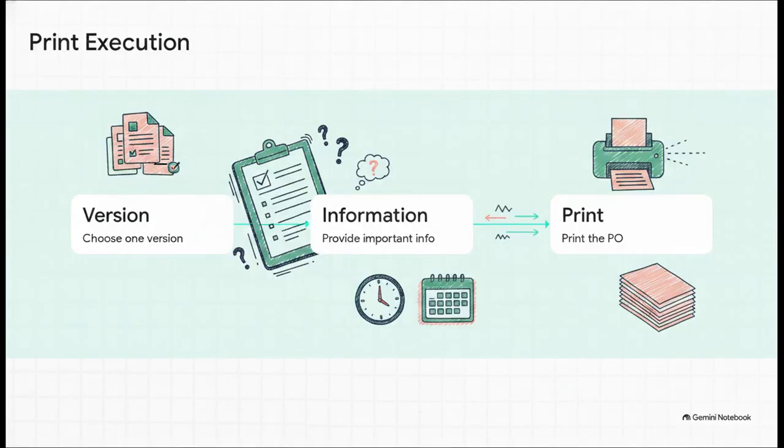The actions here are super simple. You'll choose your specific version, provide any required background info the prompt asks for, and just execute the print command. Then, you wait a brief moment for the system to generate the printed PO. It's a quick, really satisfying step that turns your diligent data entry from step 1 into a tangible, actionable document.